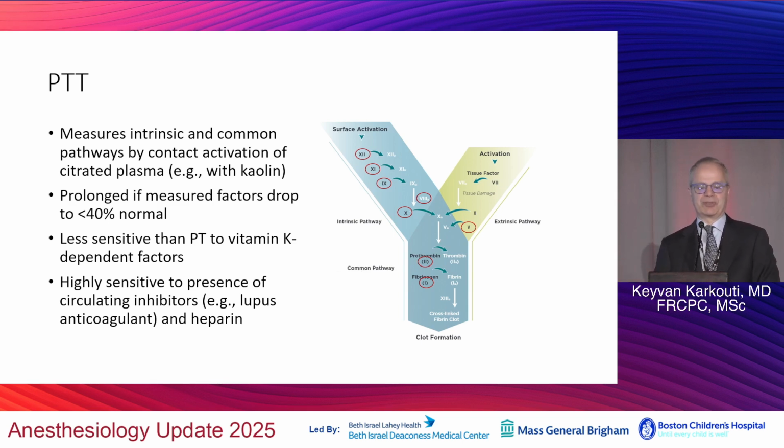It's also sensitive to the presence of circulating inhibitors like lupus anticoagulant, which is why when your PTT is elevated and your patient's not on heparin, that should be the number one diagnosis. Anyway, the point of this slide is to remember that basic PTT is designed to measure the factors on the left side. It doesn't tell you which factor is low, but generally if they drop below 40%, or if the patient's on heparin, PTT is going to be elevated.